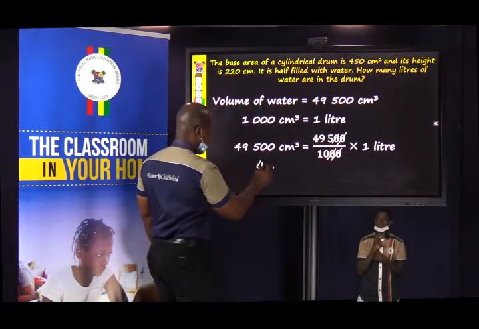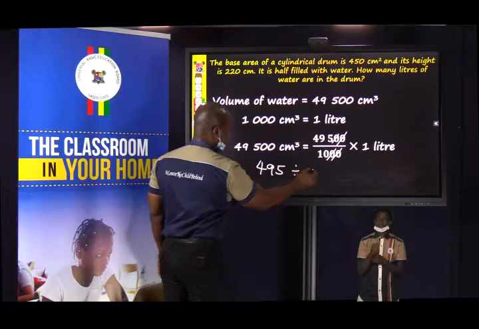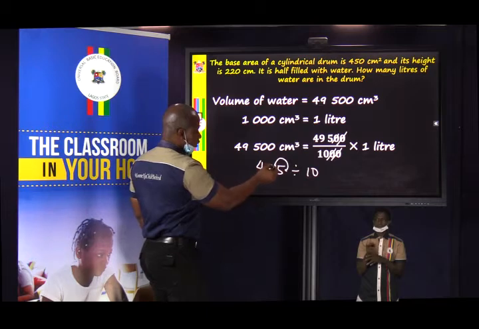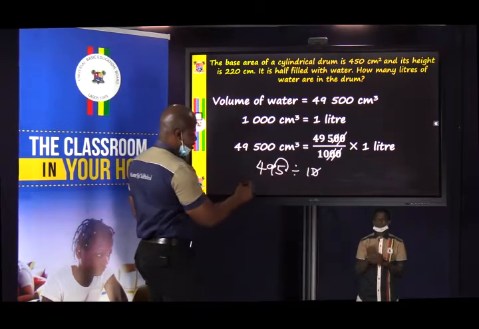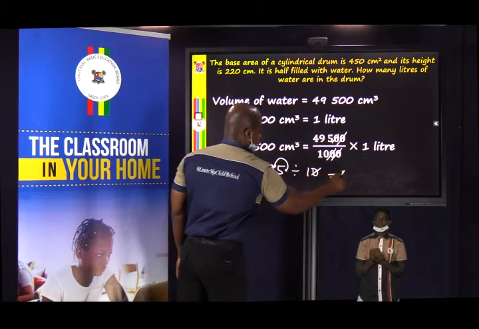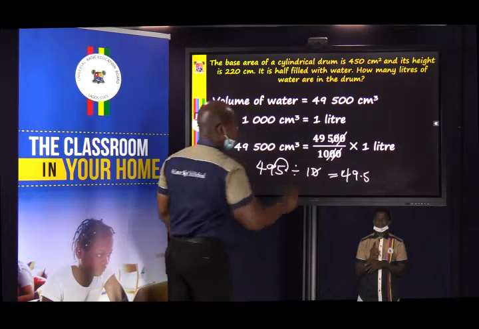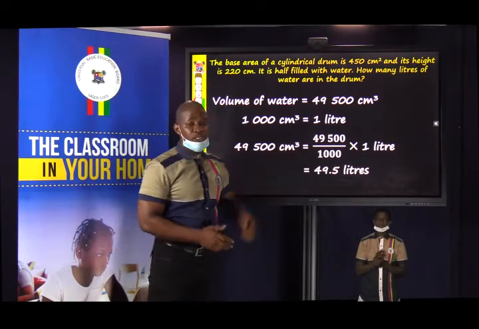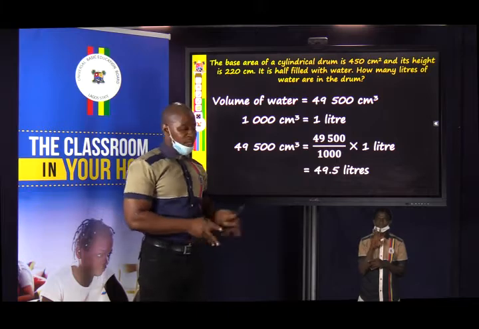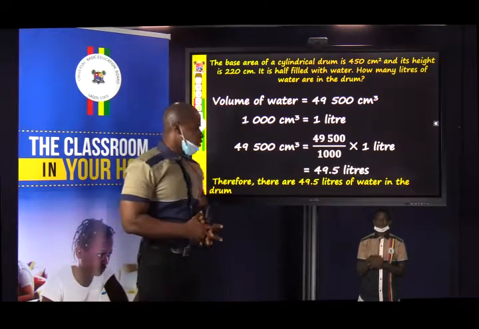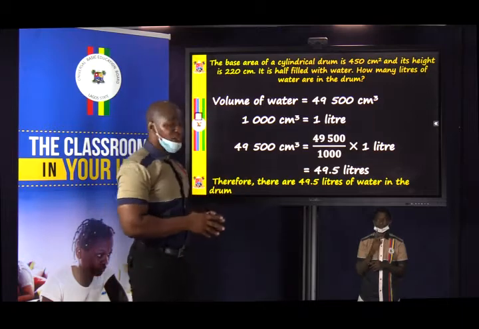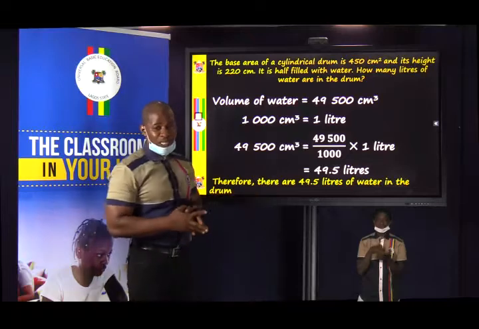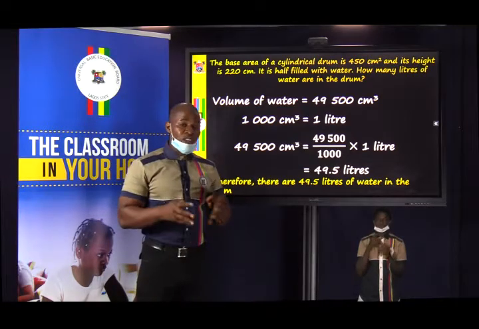By the time we cross out 2 zeros, we have 495 divided by 10, which of course means that the decimal point, which is on the right by default, will move back 1 time because there is 1 zero here. And then we are left with 49.5 times 1 liter. Let's see whether we're correct so far. 49.5 times 1 liter, and of course that is 49.5 liters. Therefore, there are 49.5 liters of water in the drum. Is that what you got, my friend? Of course you did, because this one was quite easy, but I will still celebrate you nonetheless with a cheer.